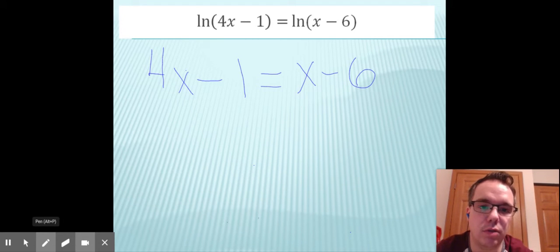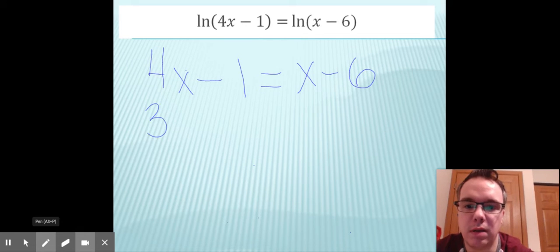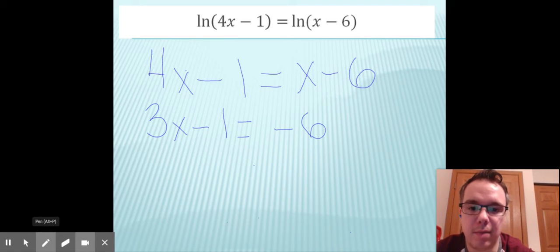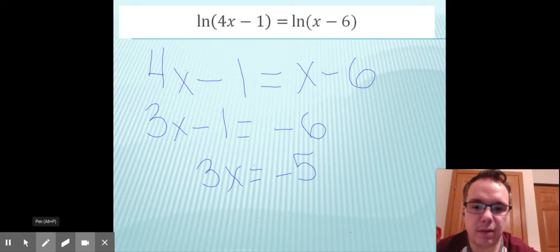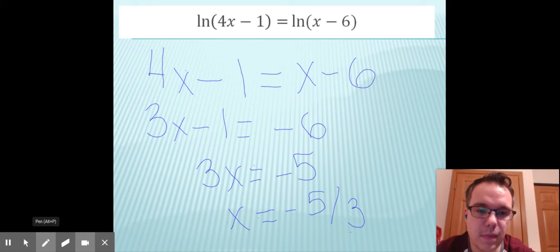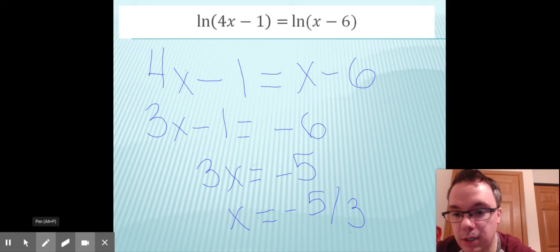So I'm going to subtract my x over. So I have 3x minus 1 equals negative 6. Add my 1 over. I'll have 3x equals negative 5. And then if I divide by 3, I get x equals negative 5 thirds. All right, and then we're going to have to check our answer to make sure that doesn't cause any extraneous solutions.